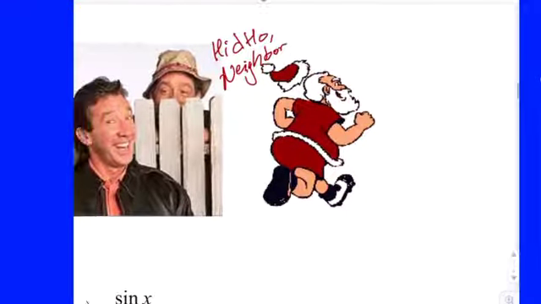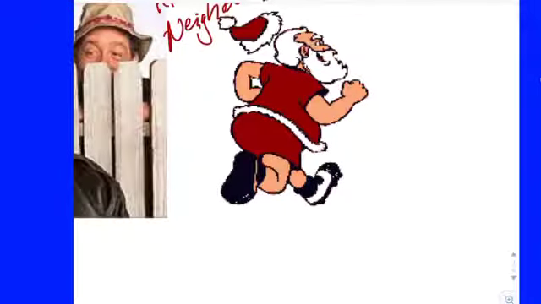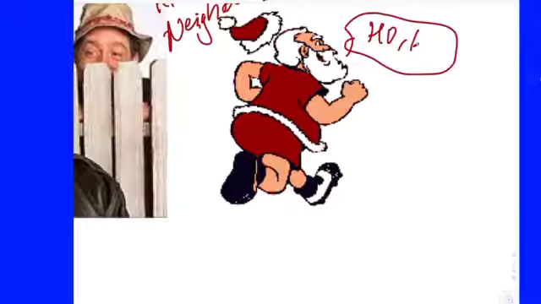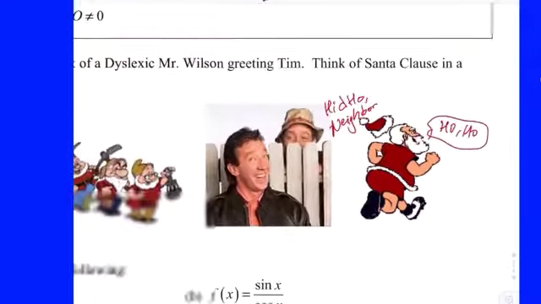And then why Santa Claus running? What does Santa Claus normally say? Ho, ho, ho. But you know what? He's in a hurry. So he's like, ho, ho. I don't have time to say the third ho, you know, because I got to go. I'm in a hurry, yo. He has time to say all that, but not the third ho. So Santa Claus in a hurry.